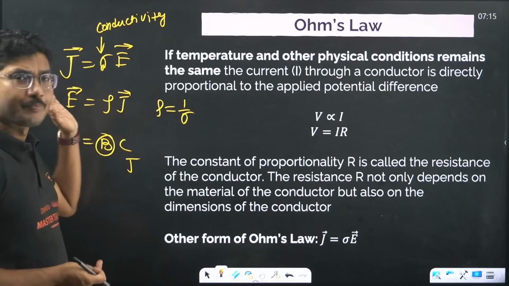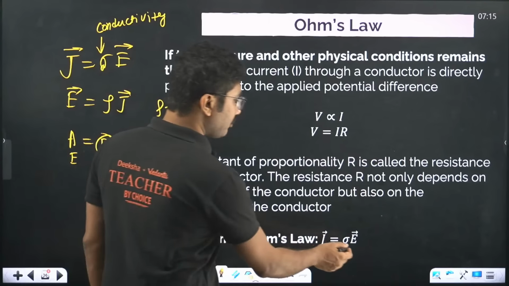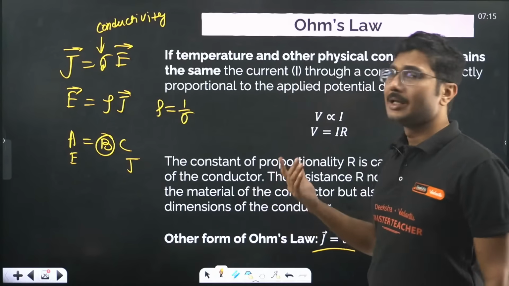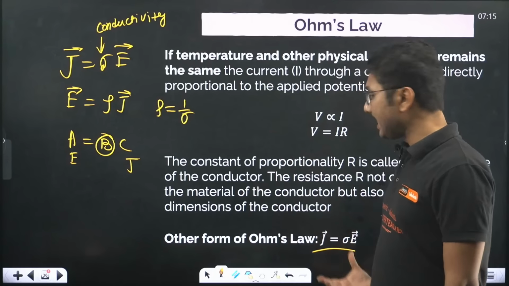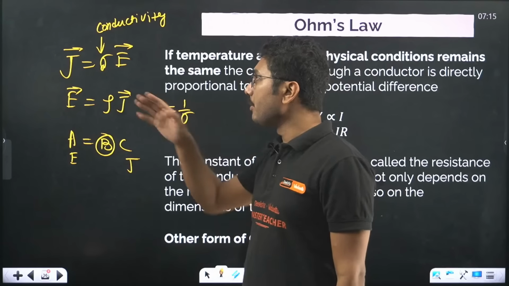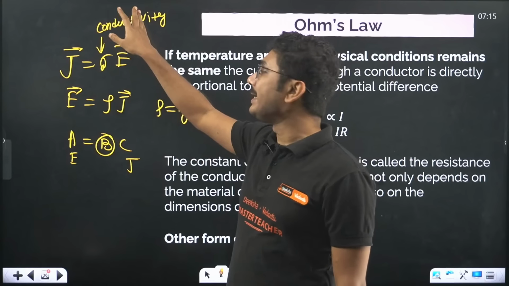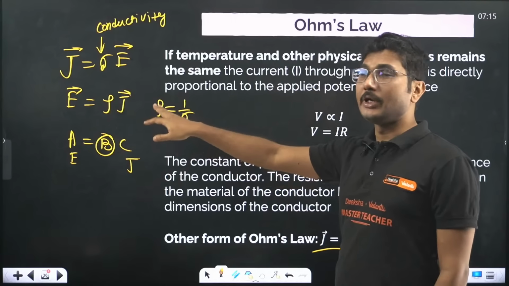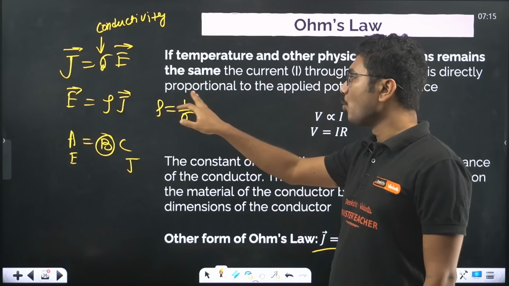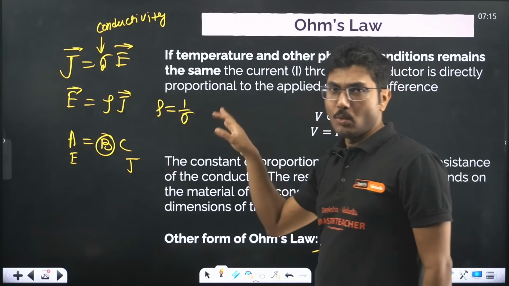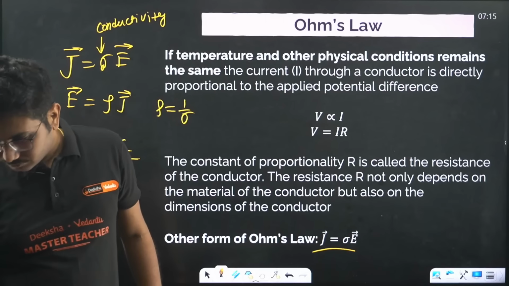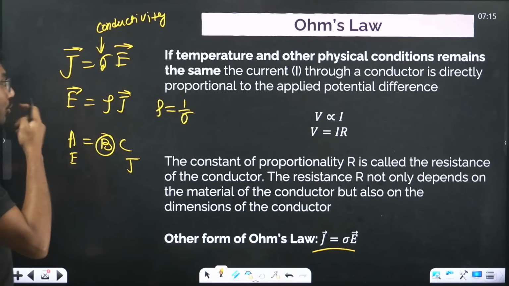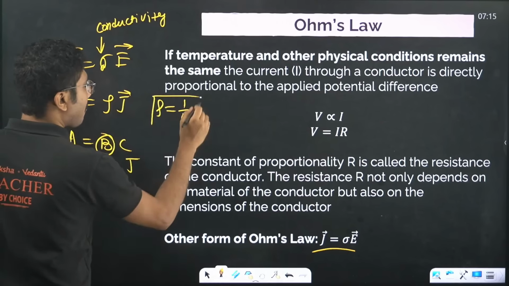Okay, Ohm's law. The alternate form of Ohm's law is important, not the direct V is equal to IR. V is equal to IR based questions we have already seen, right? But J is equal to sigma E based questions are common. Remember, sigma is called conductivity. Rho, on the other hand, is called resistivity. The relationship between rho and sigma is rho is equal to 1 upon sigma.